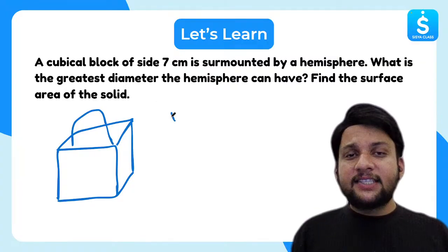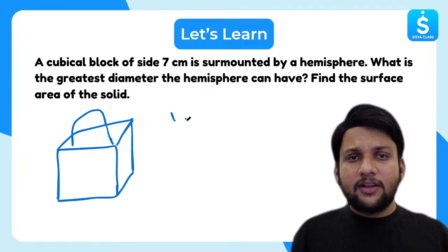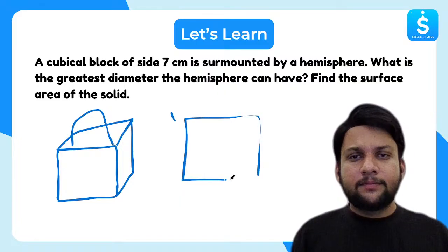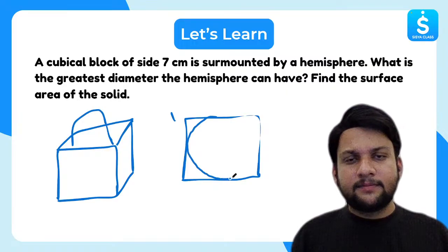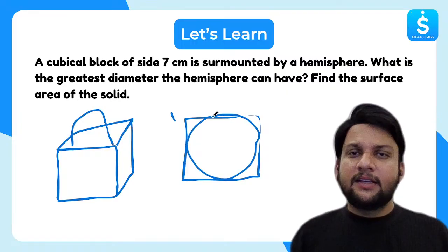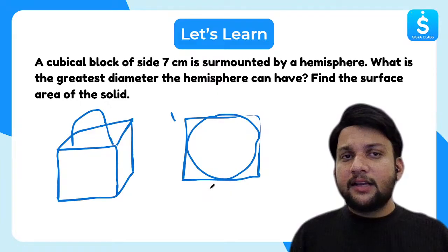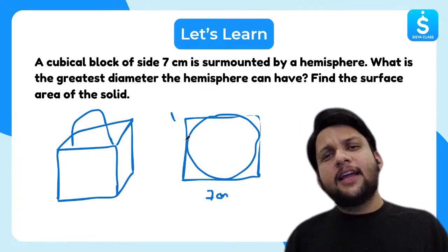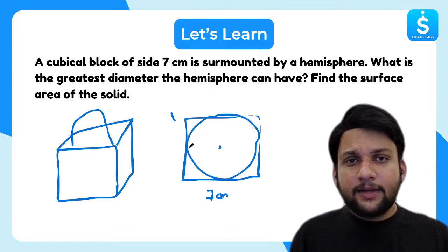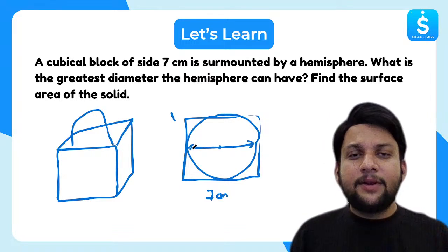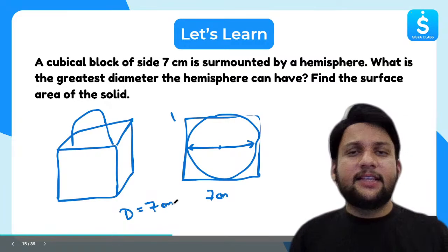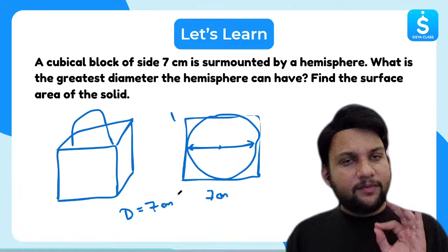Yes. What is the greatest diameter? So to understand it, I will also draw a top view. So this is the top side of the square. And on this, I have the base of the hemisphere like this. Now, what is the side of cubical block? It is 7 centimeter. So first question, what is the greatest diameter that the hemisphere can have? Greatest diameter is nothing but this, right? So greatest diameter, I can say that D maximum or D is equals to 7 centimeter in this case. Clear up till now? Yes or no?